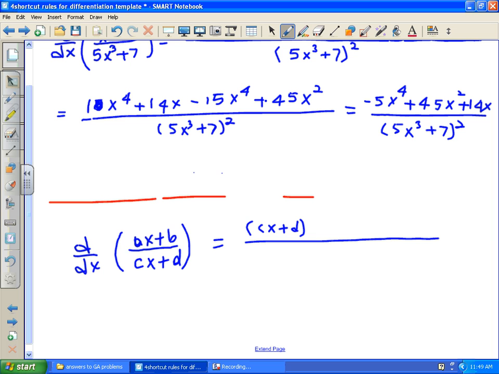So low d high, lower times the derivative of the higher, which is just a, because differentiating with respect to x, the coefficient of x is going to be like the slope in a sense, and then b is just a constant, its derivative is 0. Minus, now I want the high d low portion, ax plus b times the derivative of the lower, everything divided by the denominator squared.